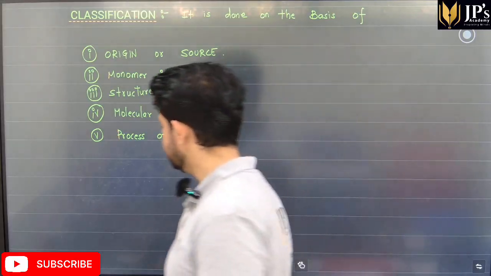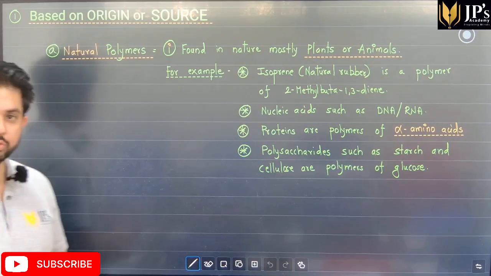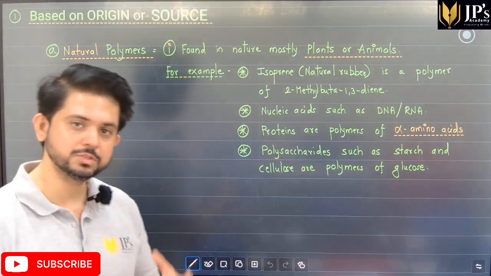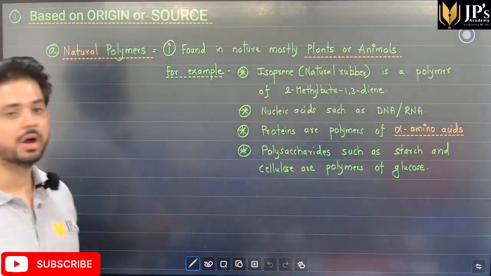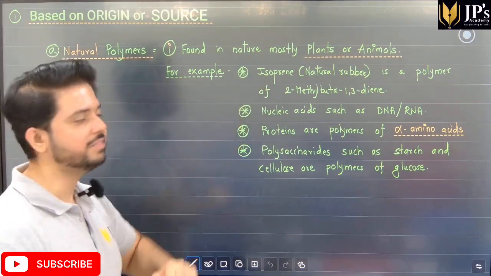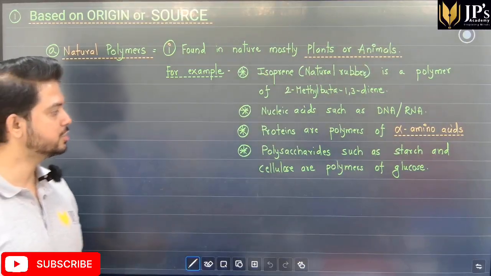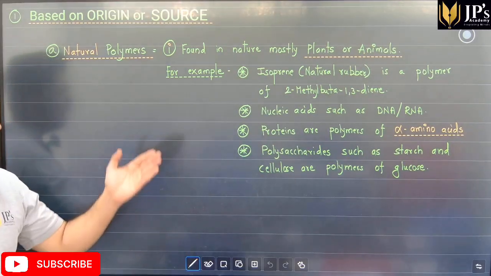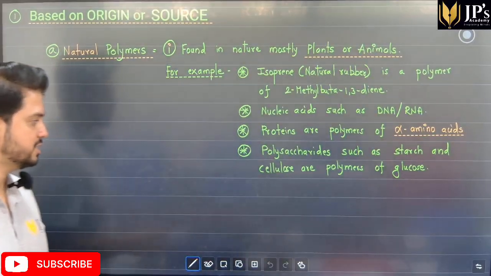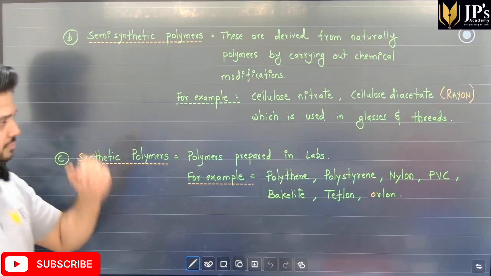Now let's start, students, with the first classification, which is based on the origin or source. Natural polymers, as the name suggests, are polymers which are found in nature, mostly obtained from plants and animals. Wool can be an example. For example, we have natural rubber, which is a polymer of isoprene. Nucleic acids, students, such as DNA and RNA. Proteins are also polymers of amino acids, and polysaccharides such as starch and glucose are natural polymers.